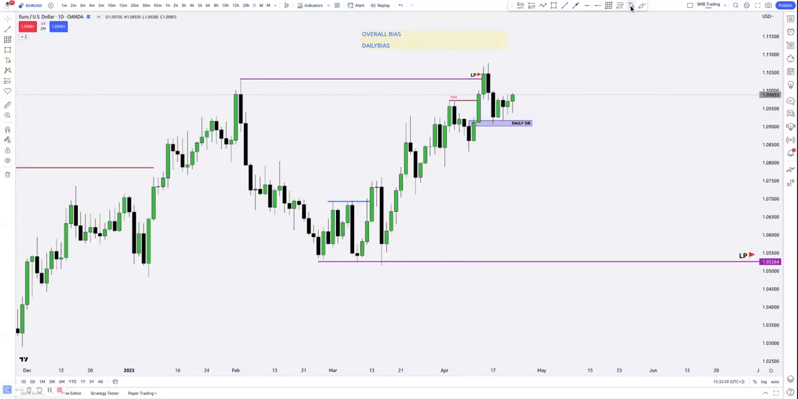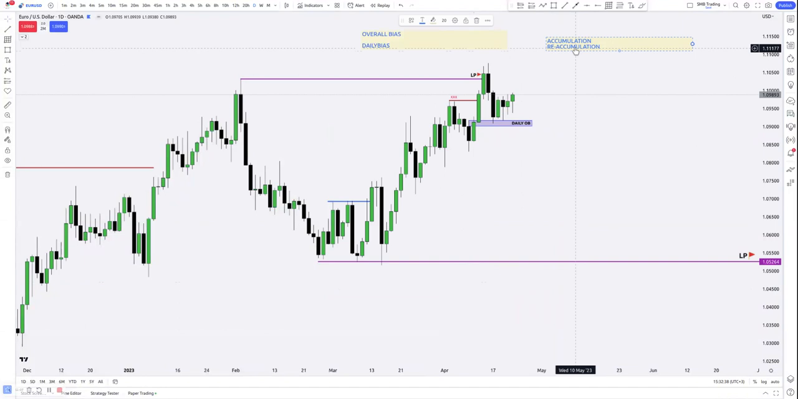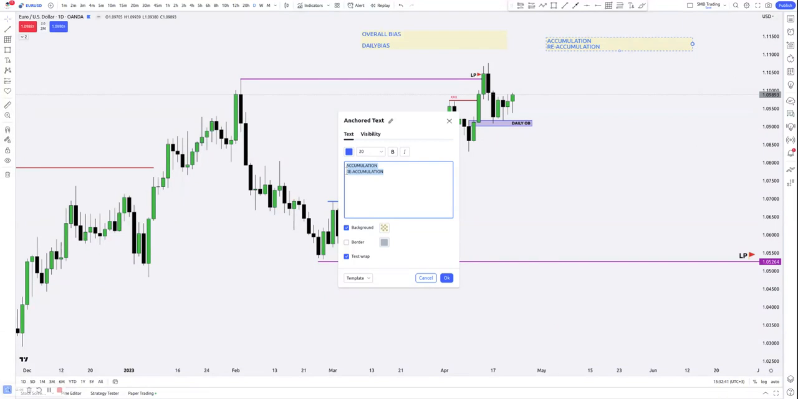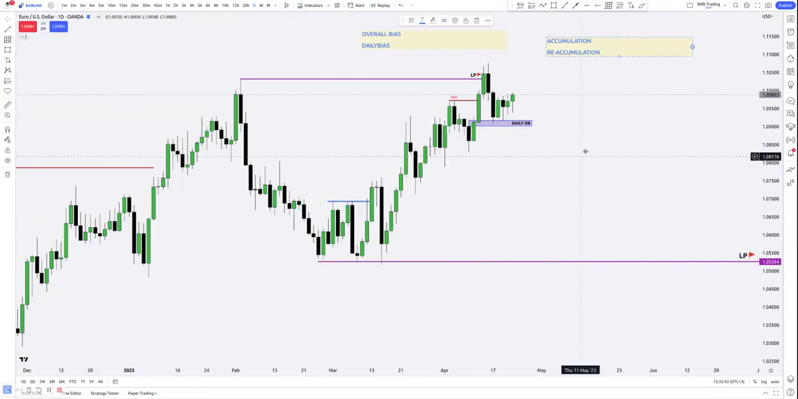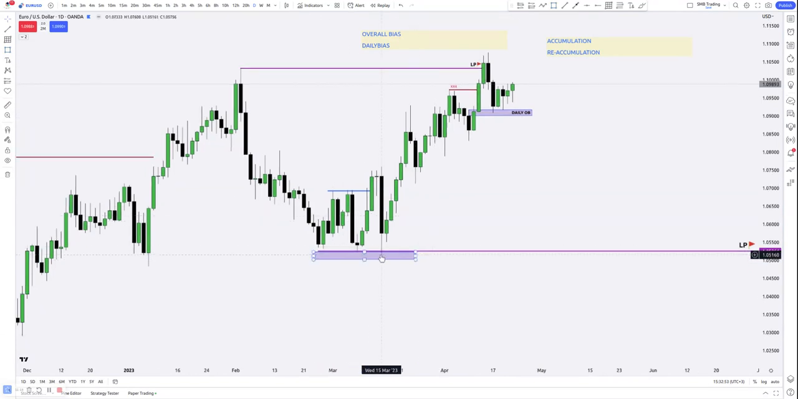Or let me write something else and open another one here. So we have accumulation, and then we also have reaccumulation. Right. Okay, there you go. So we have accumulation in here. Once they take this sell side, they have money, liquidity right here. It's grabbed by this wick that went below this support area.